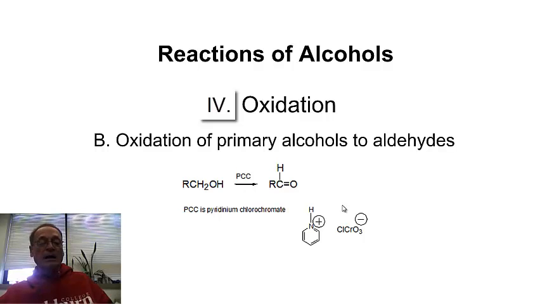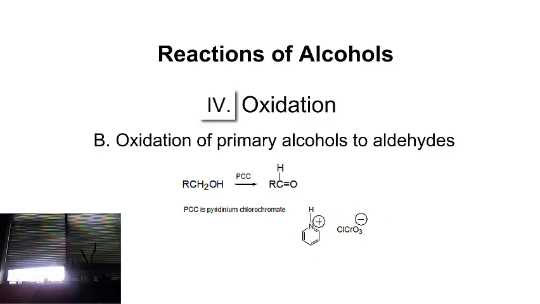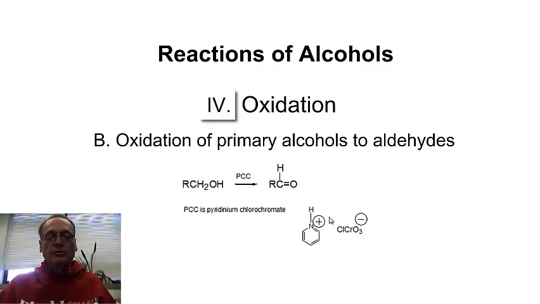But what if we wanted to stop at an aldehyde? What if we wanted the aldehyde by oxidizing a primary alcohol? Well, there has been a reagent developed. It's a more complicated reagent than Jones reagent. It's called PCC. PCC stands for pyridinium chlorochromate, which I've drawn the structure here for you. So, oxidation of primary alcohols with PCC gives aldehydes. Let's review. If you oxidize a primary alcohol with chromic acid, otherwise known as Jones reagent, you get carboxylic acids. If you oxidize primary alcohols with PCC, you get aldehydes.